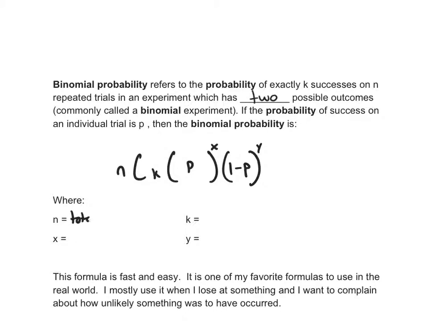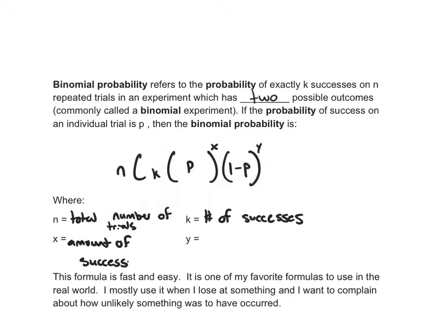And here's what these are. N is the total number of trials. K is the number of successes. And then X is the amount of successes. So these are really the same thing. I could have set these up to be the same thing. And Y is the amount of failures.